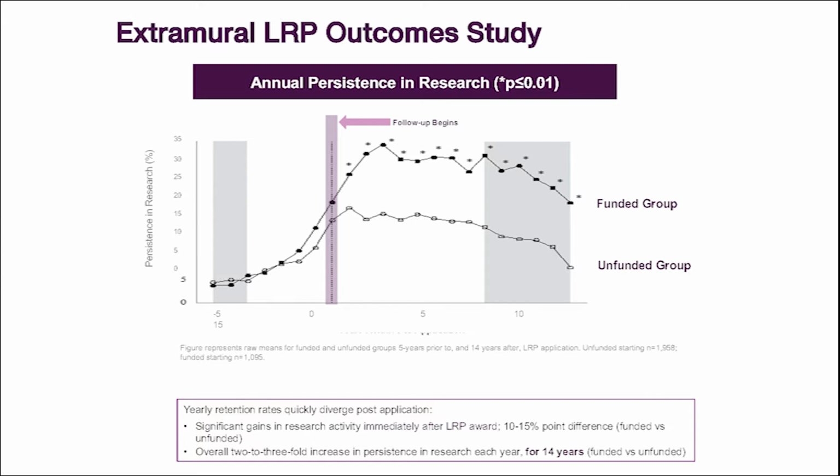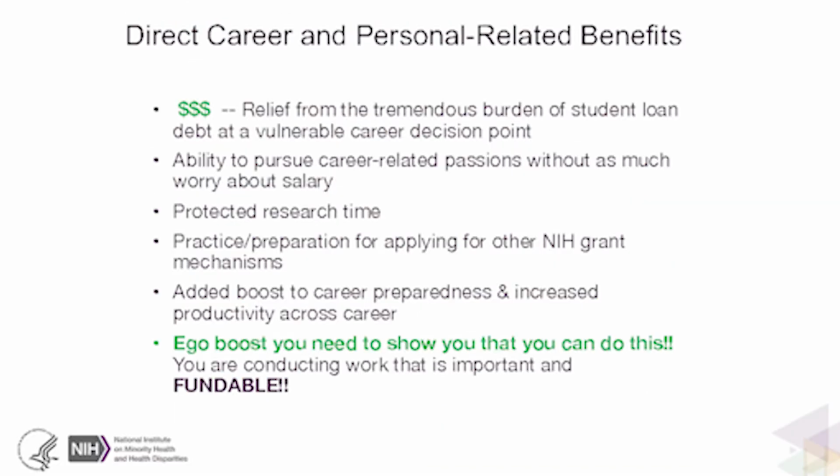So for this analysis, we followed people over several years, actually for 14 years after they received that LRP. And what we found is that those individuals who were funded versus those who were not exhibited, once again, much higher levels of persistence in research that really took off from the time that they received that award up to 14 years later. So when your PI or your mentor asks you, why are you applying for an LRP award when it's not giving you any kind of research support? You pull out the slide and you show it to them.